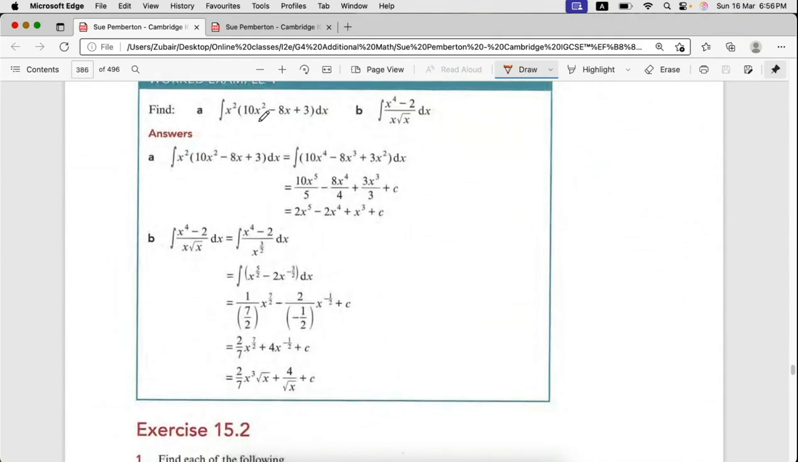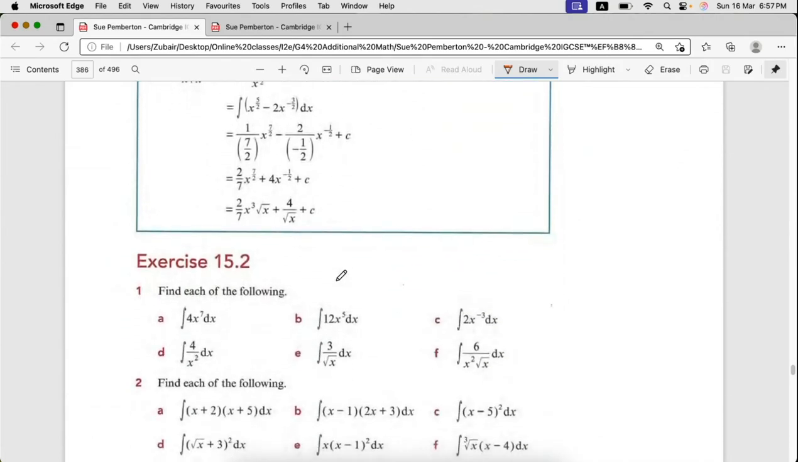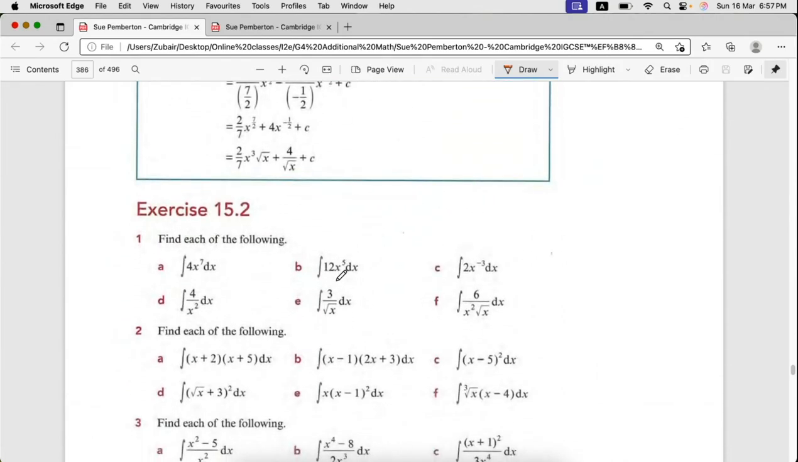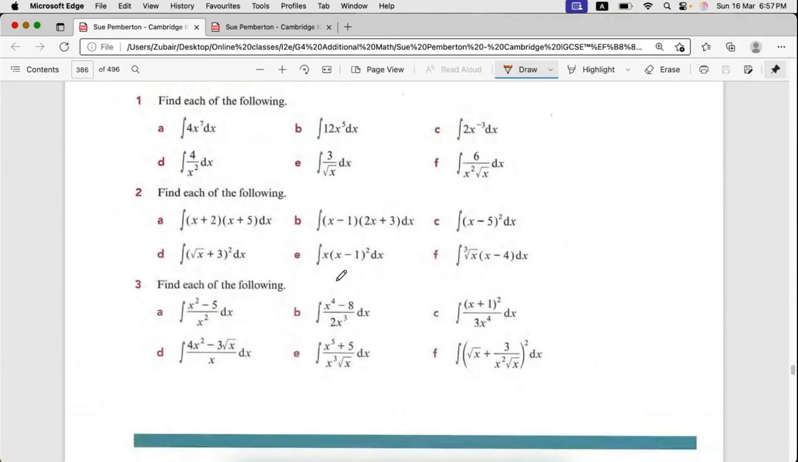Okay, now just look at this first one. In this case, this is a variable that's being multiplied. This is a function that is being multiplied. So we will multiply it inside and then integrate. If this would have been any constant, we can take that out and then integrate. 15.2 is somehow the same, just the difficulty level of the question might increase, and there is nothing new in this subtopic.